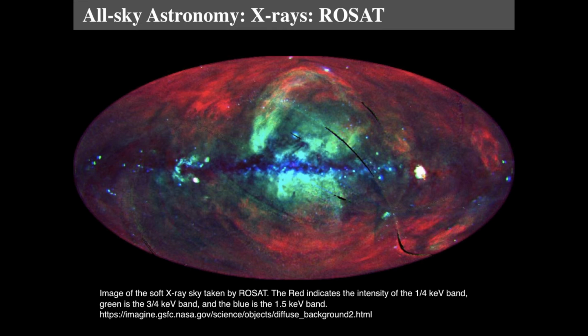And so instead of measuring this energy in wavelengths, say in nanometers, the wavelengths are so small that we might as well use the energy of the photon, and that's what they do. That's why they said these three bands: red is 0.25 kiloelectron volt, green is 3/4 kiloelectron volt, and blue is 1.5 kiloelectron volt.